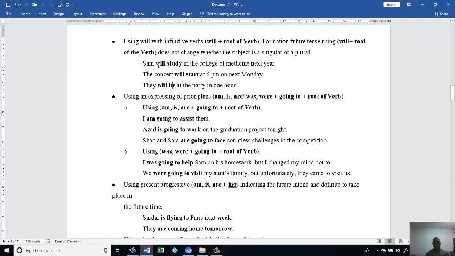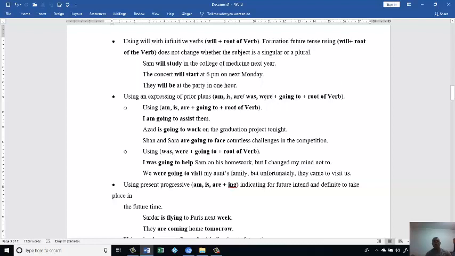Okay. The second thing we said, we make the future using an expression of prior plan. If somebody has a commitment or did something before, they are going to do the action in the future. We use is, am, or are plus the -ing form.